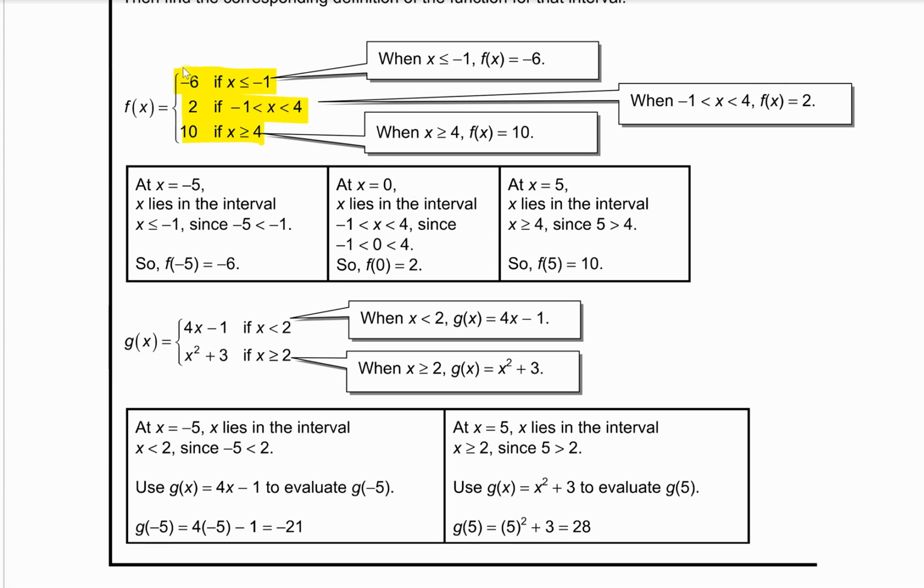So if we were evaluating this, let's say we want to figure out what the value is for f of negative 5. Well, negative 5 is less than negative 1, so its value is going to equal negative 6, right here. If I want to evaluate 0, 0 is between negative 1 and 4, so I'm going to apply this middle rule, and so f of 0 is going to be 2. And then positive 5 is greater than 4, so for all numbers greater than 4, the function value is going to be 10. So when it's a single value, not that hard.